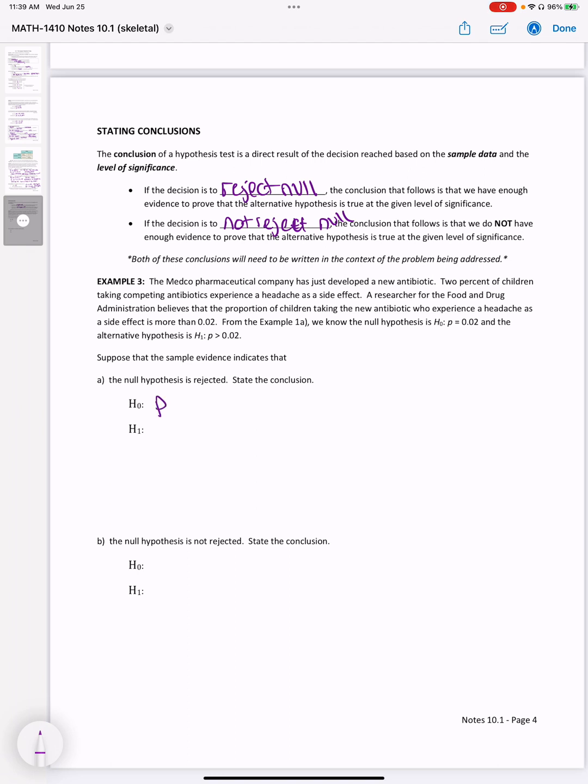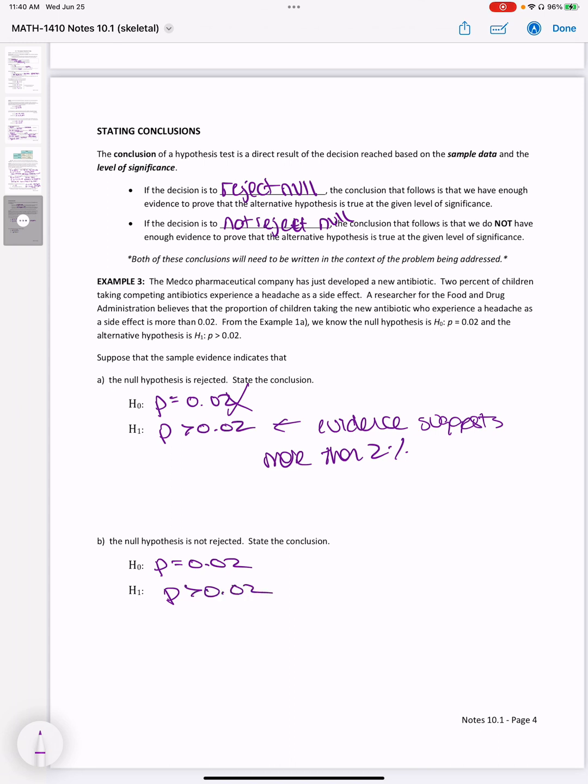So remember, with this Medco pharmaceutical antibiotic example, what we think is going to happen is 2% of kiddos are going to have headaches as a side effect. We're testing, is it more than 2%? If you reject the null, you're saying evidence suggests more than 2%. And there's going to be a fancy way of going through that. If you don't reject the null, you're saying evidence does not suggest more than 2%.